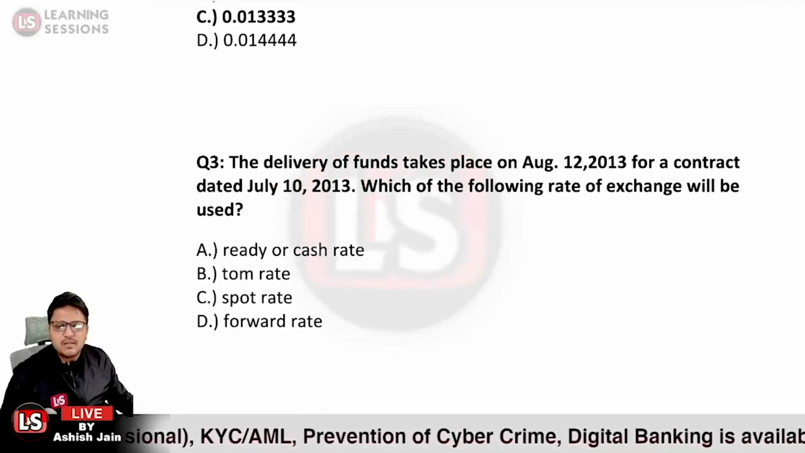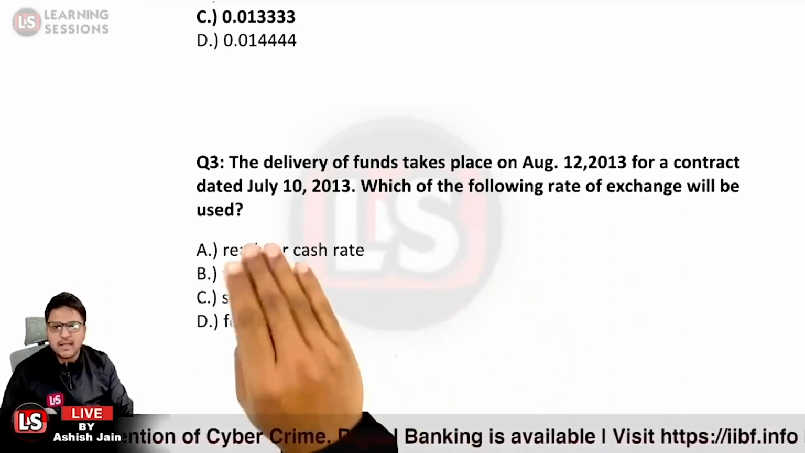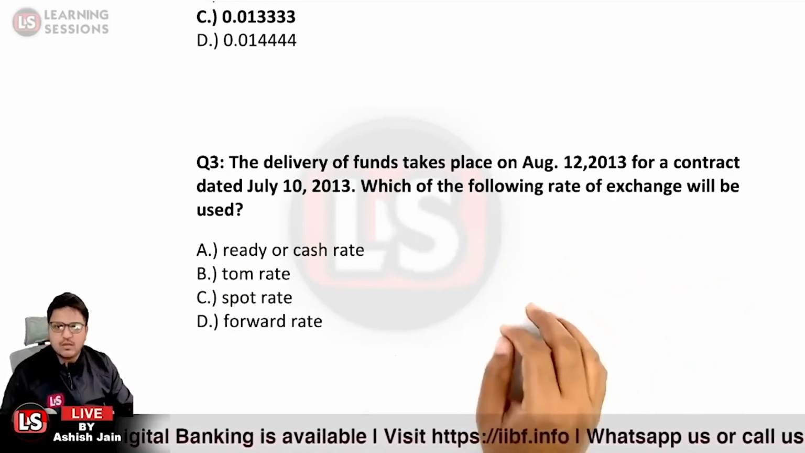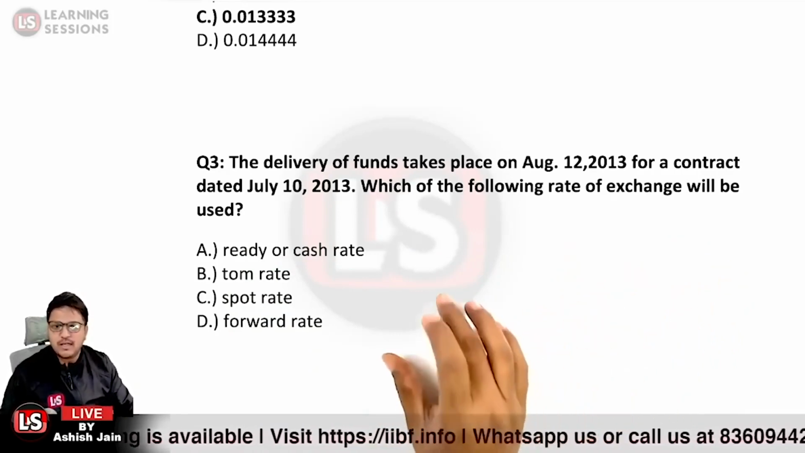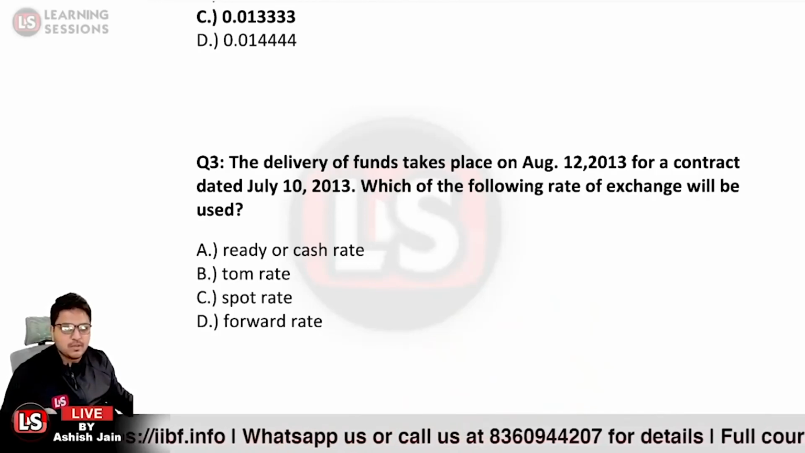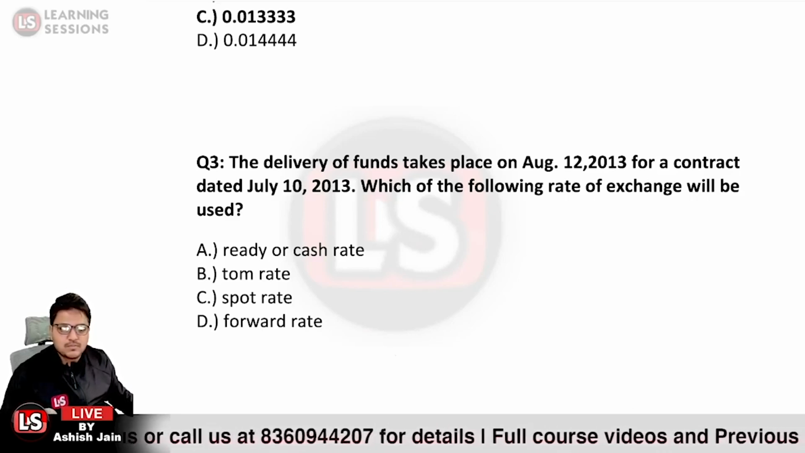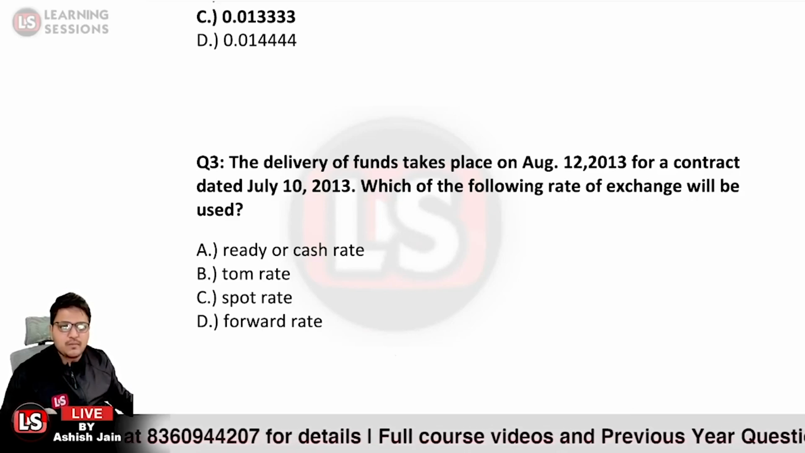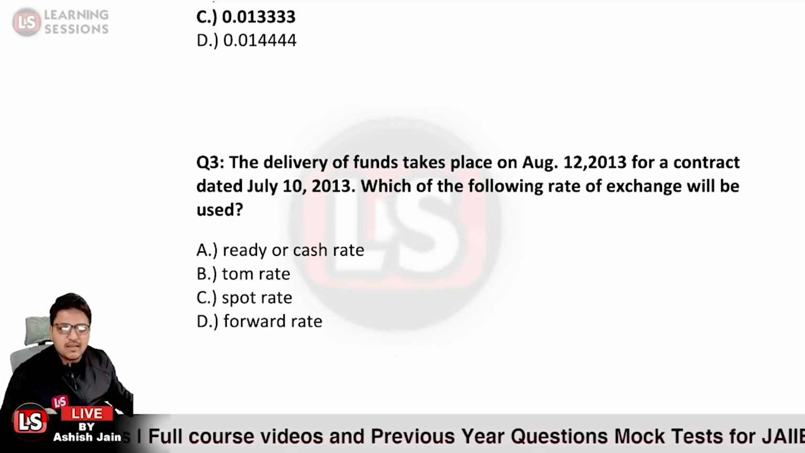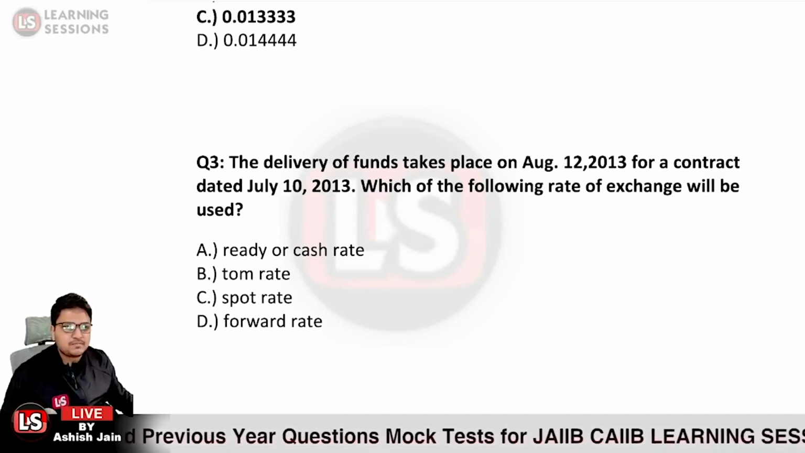It says, the delivery of funds take place on August 12, 2013 for the contract dated July 10, 2013. Which of the following rate of exchange will be used? Ready or cash rate, term rate, spot rate, or forward rate? Which one would be the right answer? It is forward rate. So the right answer over here is option D, the forward rate, and Akshay has answered at the earliest. Option D is the right answer. That the forward rate it is.